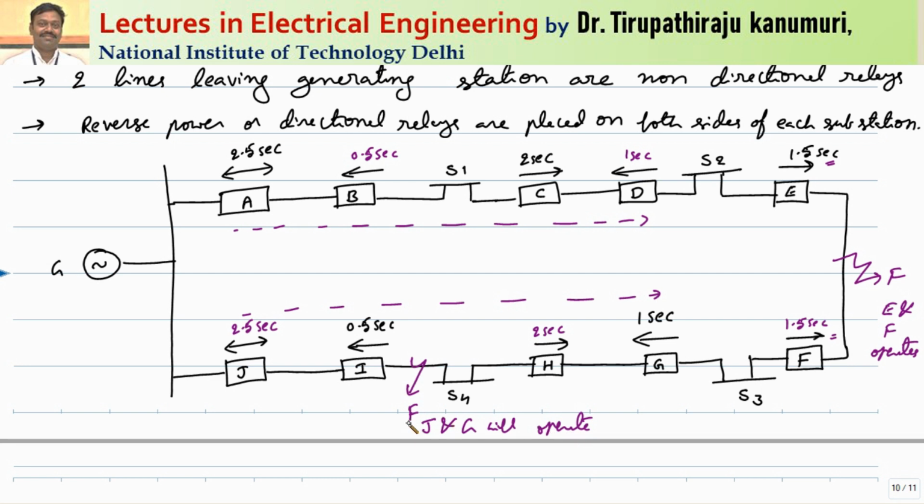Getting this one? In this way, depending on different location of the fault, the respective relays will operate, so that the continuity of supply is not interrupted.